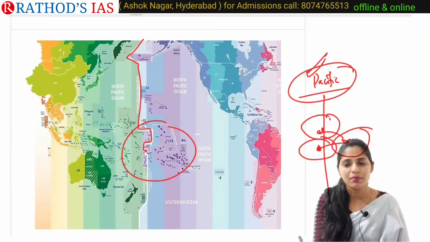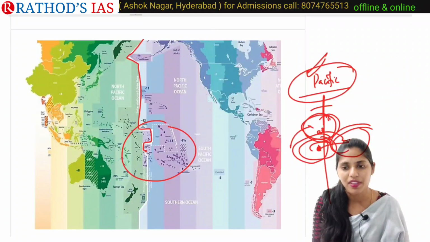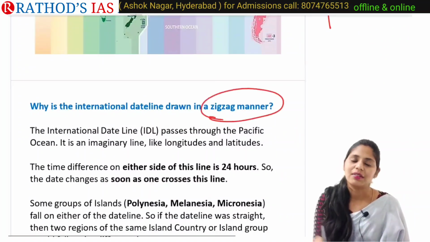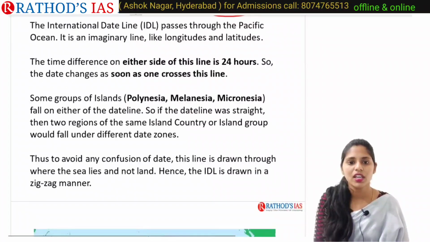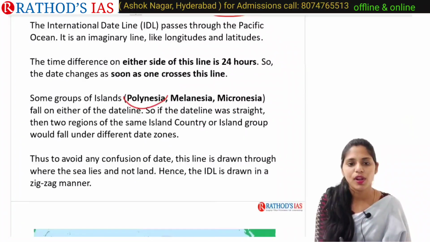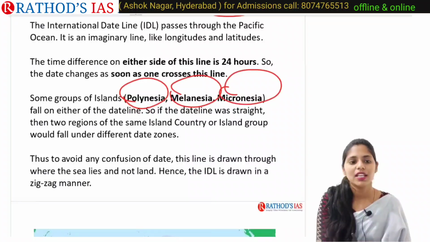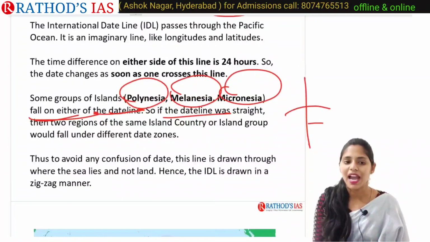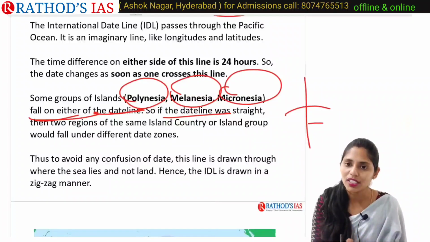So if it were a straight line, then whenever I am crossing this date line, a change of date happens. These people belonging to certain communities and living together, whenever they are moving here and there, that would lead to a change in the time, a change in the date actually. So because of this, we came up with this zigzag manner of the international dateline, okay? For example, some groups of islands like Polynesia, Melanesia, Micronesia mainly fall on either side of the dateline. So if the dateline were straight, two regions of the same island country would have different dates, so this is mainly to avoid this confusion.